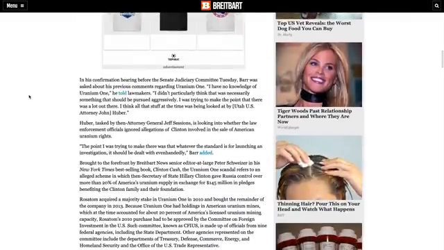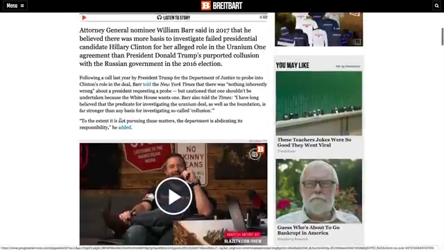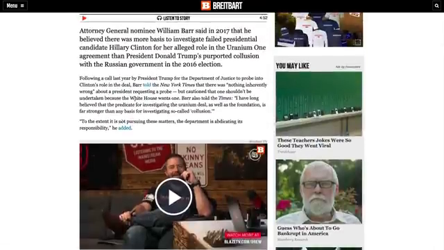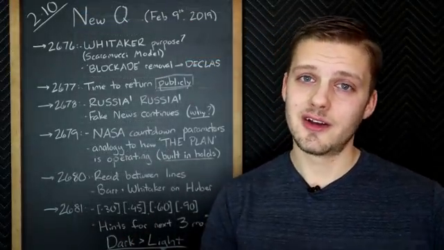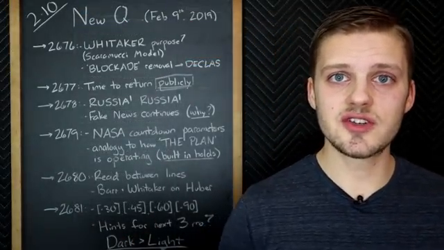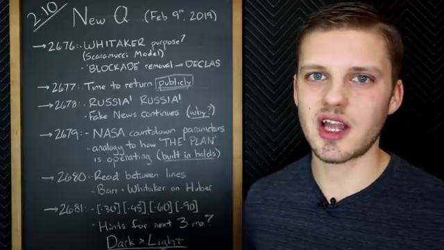In his confirmation hearing before Senate Judiciary Committee, Barr was asked about his previous comments regarding uranium-1. Barr went on to say, I have no knowledge of uranium-1. I was trying to make the point that there is a lot out there. I think all that stuff at the time was being looked at by Huber. Wow. So both of them mentioning Huber in publicly released statements that got out to the public. Read between the lines. So once William Barr, like we've been saying, then comes into the Attorney General position, I would imagine we're going to start learning a lot more about Huber.